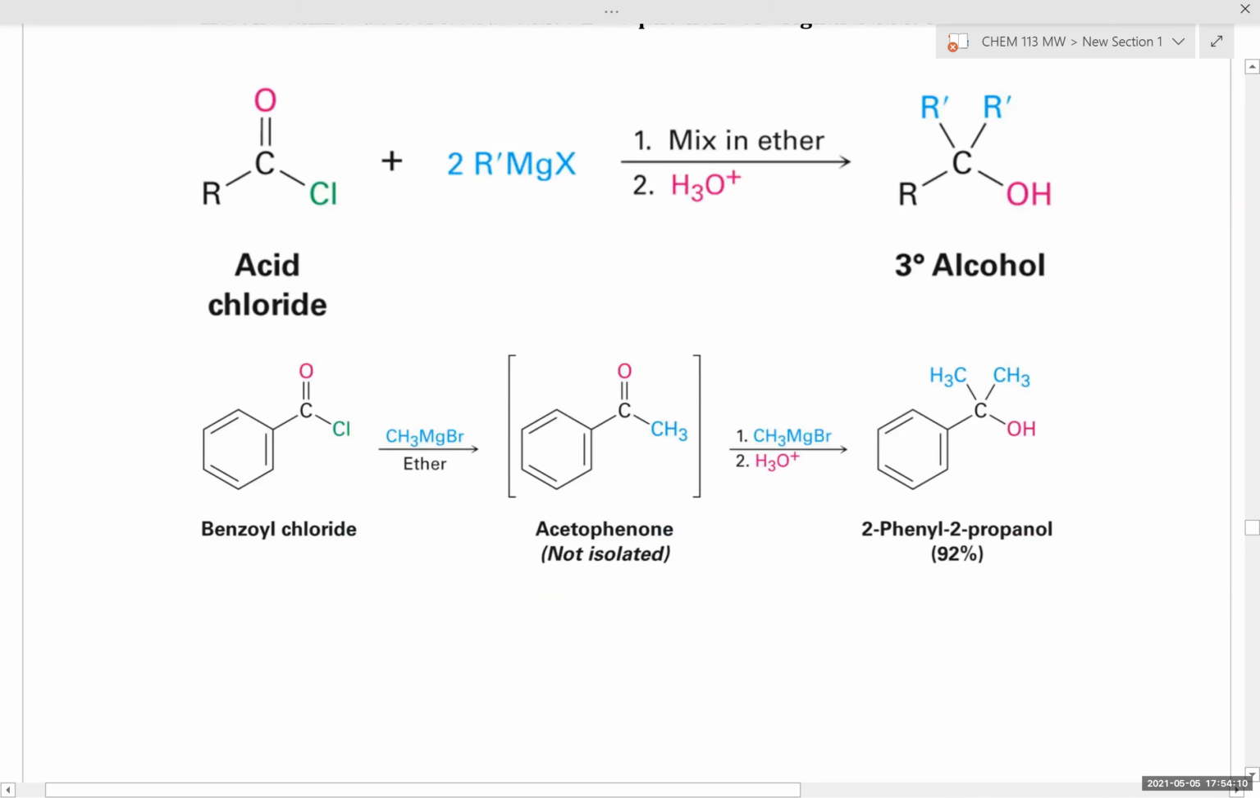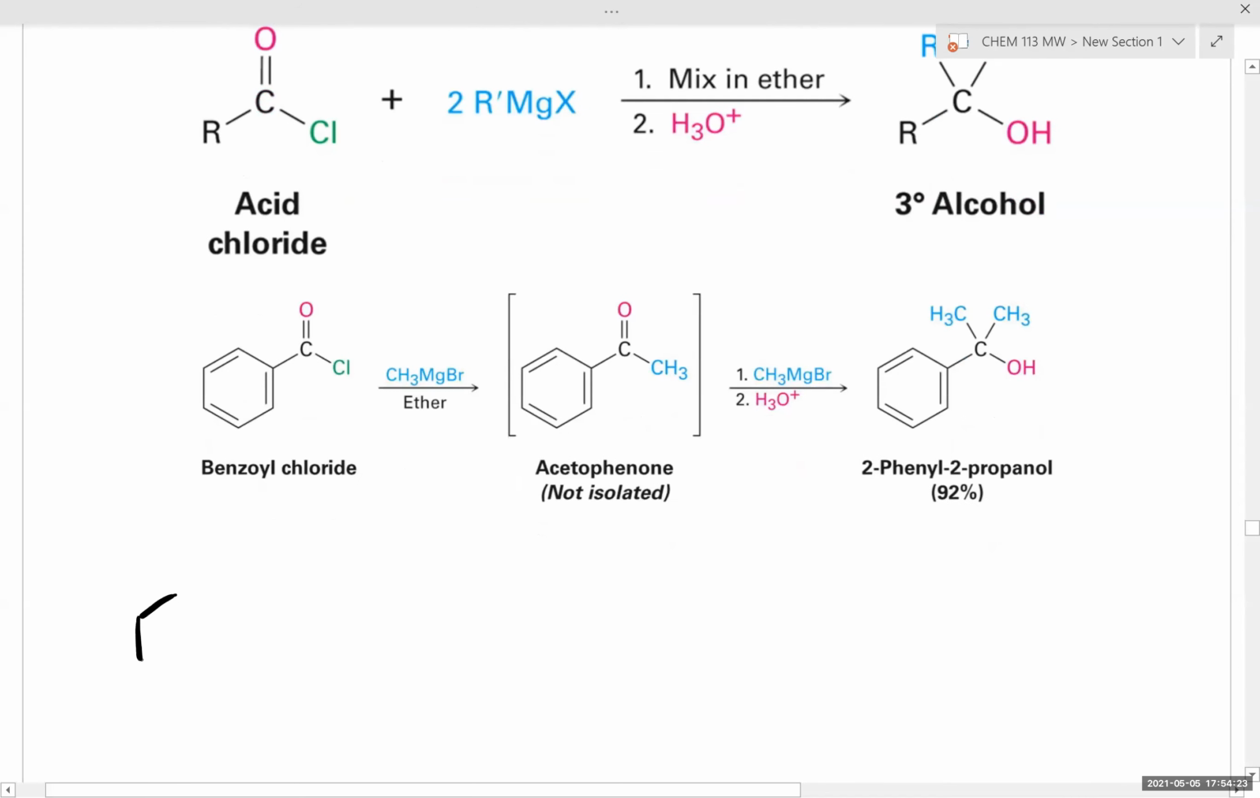Mechanistically, this occurs via a series of stepwise additions, where we have a carbonyl substitution to replace our chloride leaving group, followed by a 1,2 addition to give our alcohol. I'll draw the mechanism for this reaction below. So we have our acyl chloride, and in this case we have methyl magnesium bromide or methyl Grignard.